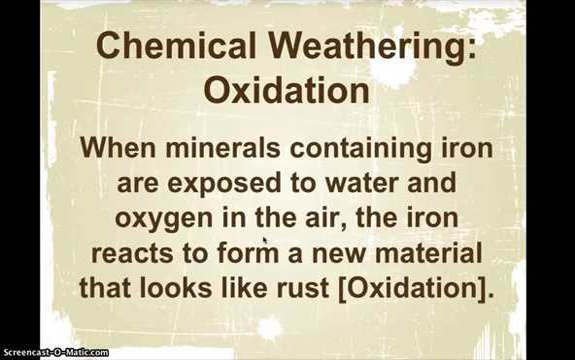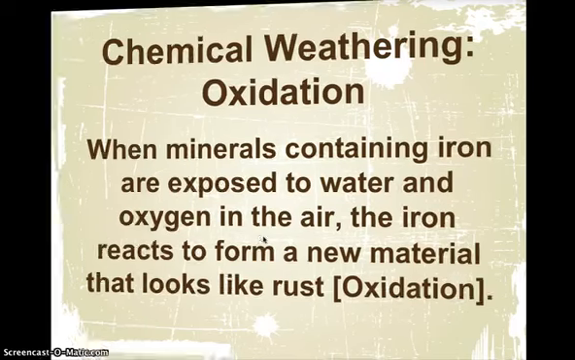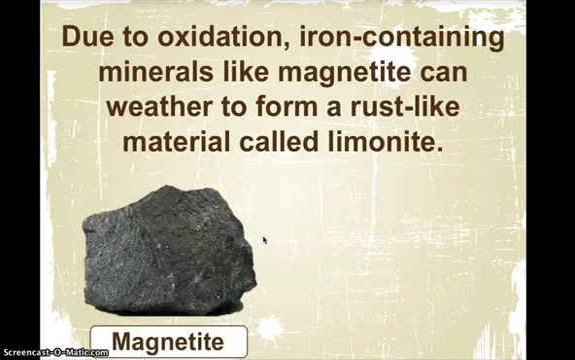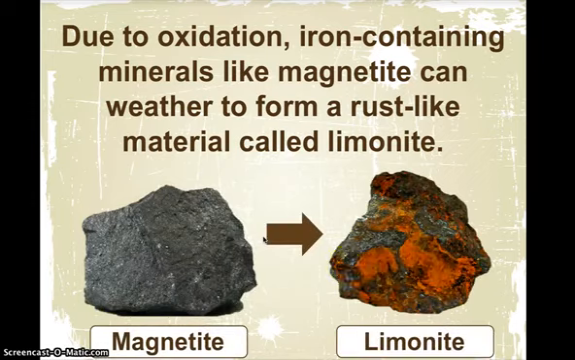Then we have oxidation. This is when minerals containing iron are exposed to water and oxygen in the air, and it creates rusted rocks. And I'm about to run out of time on this video, so I might have to continue. So minerals like magnetite can actually turn into a new mineral called limonite, which you can definitely see is rusted. So that is oxidation. And that's because of a chemical reaction. This is very different rock than it was before, different mineral makeup.